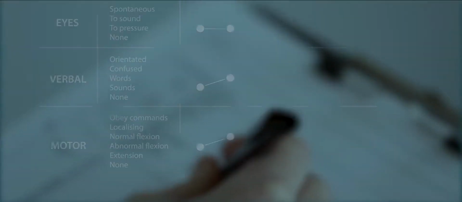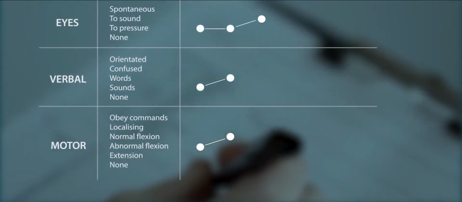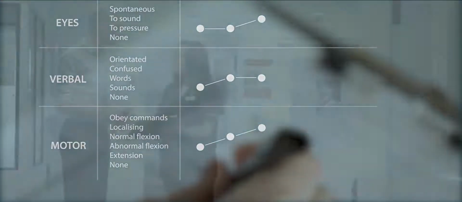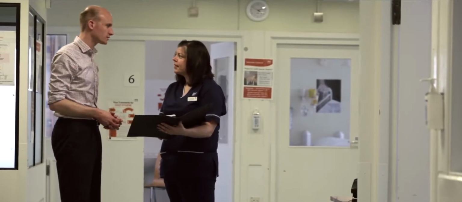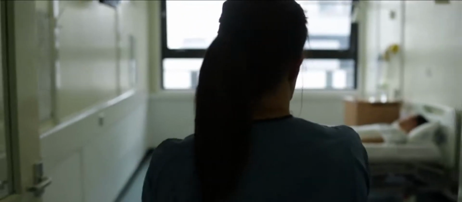Findings should be documented clearly on a coma scale chart. The observations can then be clearly communicated and the trend rapidly appreciated so that any improvement or deterioration in a patient's condition can be seen.